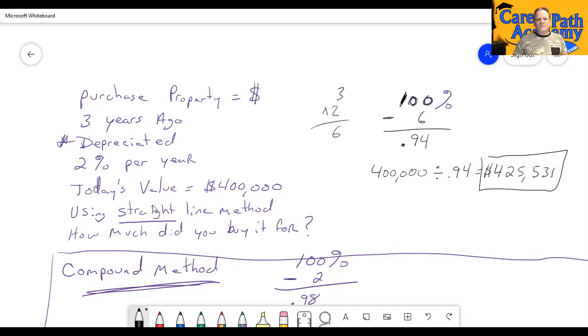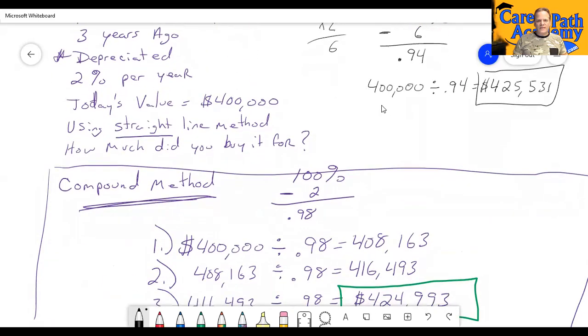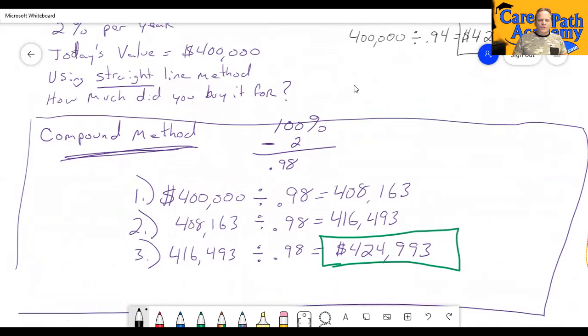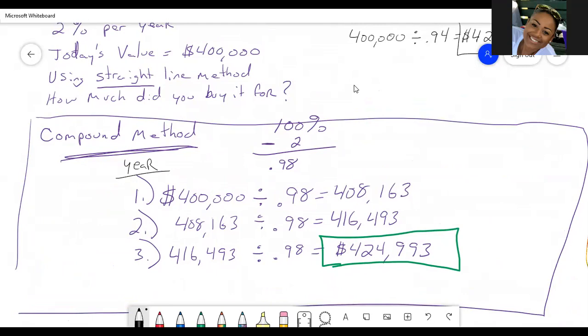Now, if they didn't tell you to use the straight line method, if they told you to use the compound method, it's a little bit different. So in the compound method, we do this. It depreciated 2% per year. So we're subtracting 2% from 100. And then we're going to do this math problem once for each year that it depreciated. This is the compound method.